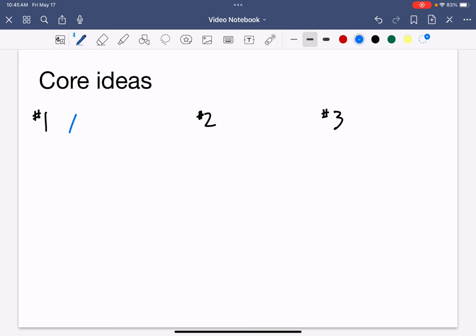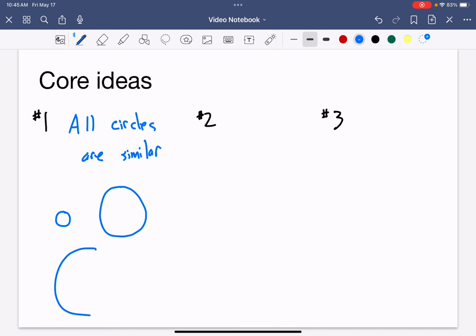First thing is that all circles are similar to each other. They're all proportional. Usually for other shapes, we look at their angle measures, and if their angle measures match up, then we consider them to be similar. Well, a circle is a circle is a circle, regardless of how big or small it is. No matter what, it has an angle measure of 360 degrees, or if we're dealing with radians, 2 pi. So they are all similar.